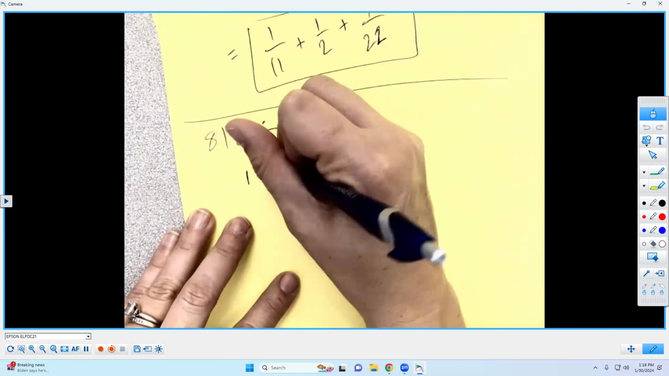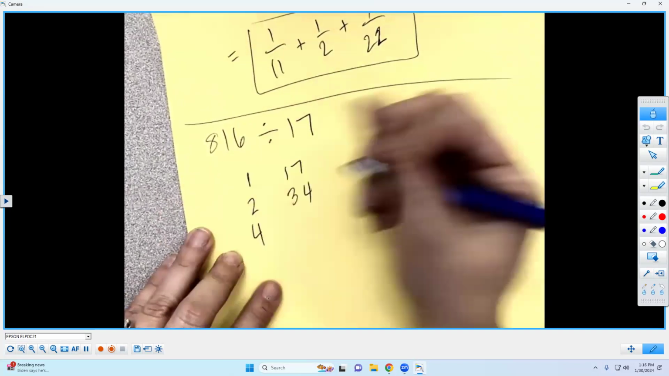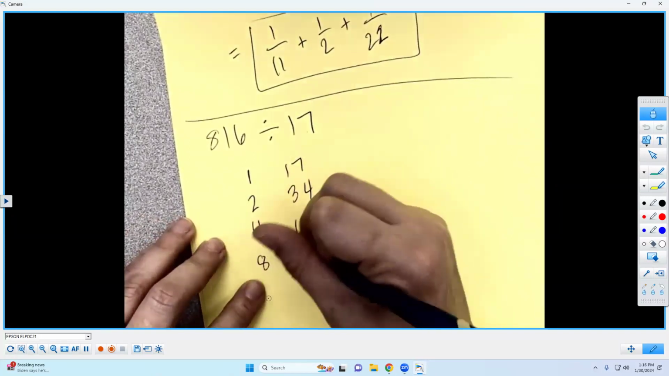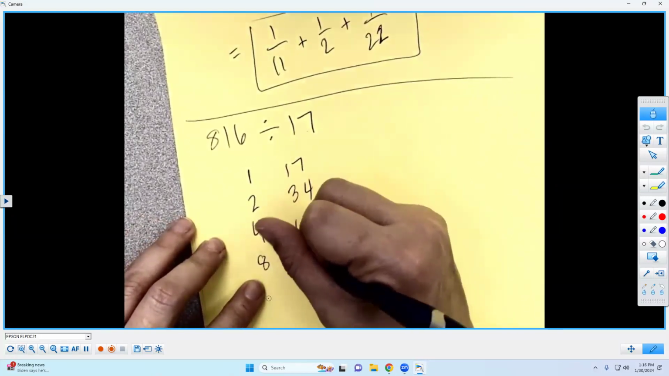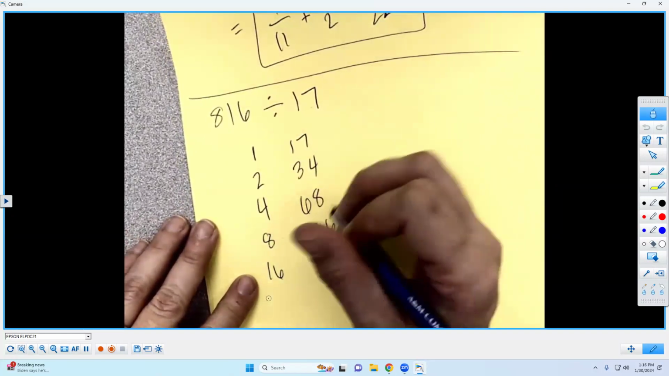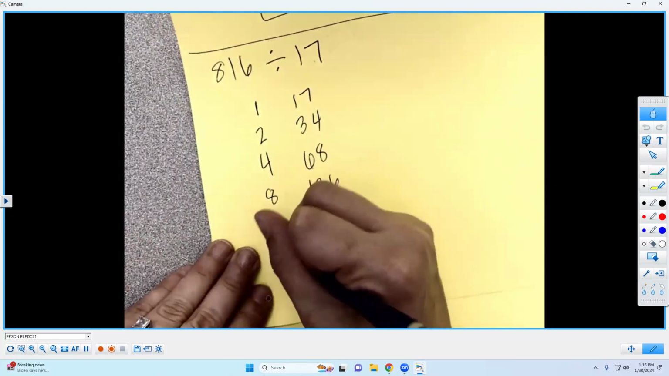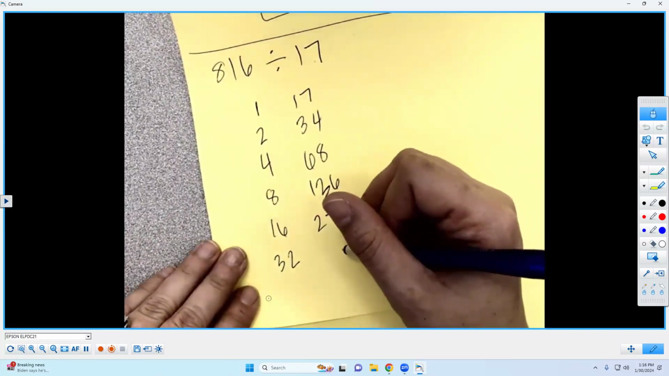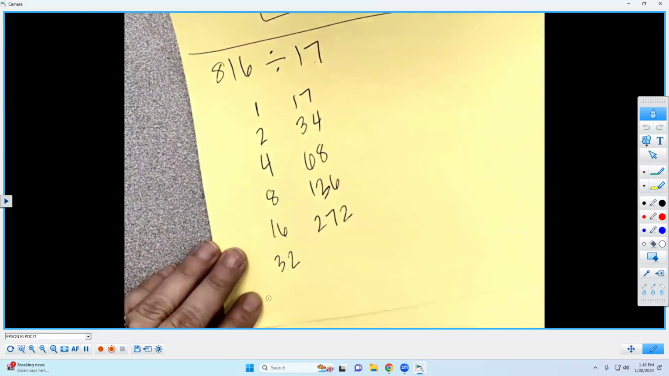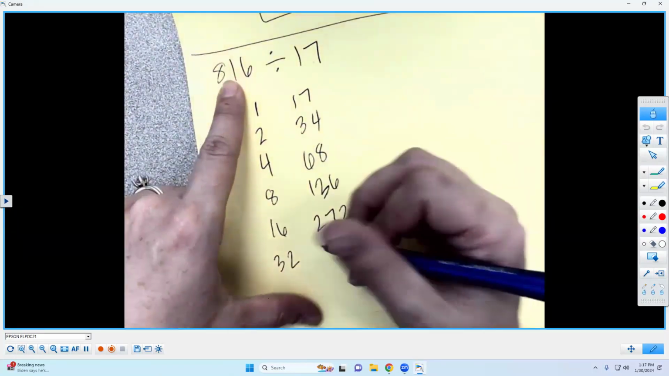Okay, so one set of 17 is 17. Two sets of 17 is 34. Four sets, you're doubling the number above it, would be 68. Eight sets would be 136. Sixteen would be 272. I think I need to go one more up. Thirty-two would be 544. Is that right? I'm going to do my calculation, just trying to get to 816 on the right-hand side. Yeah, 544.